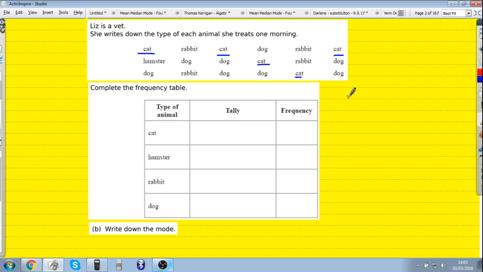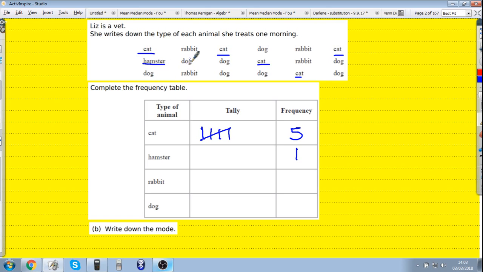So you put like 4 capital I's, and then you just put like a slash through it, sort of thing. Yeah. And then do you just put 5 next to it in the frequency bit? That's right. Yeah. So 5 goes there, and the tally, you don't get any marks for the tally. It's just a helpful way of doing it. Right. Okay. So hamster was 1.